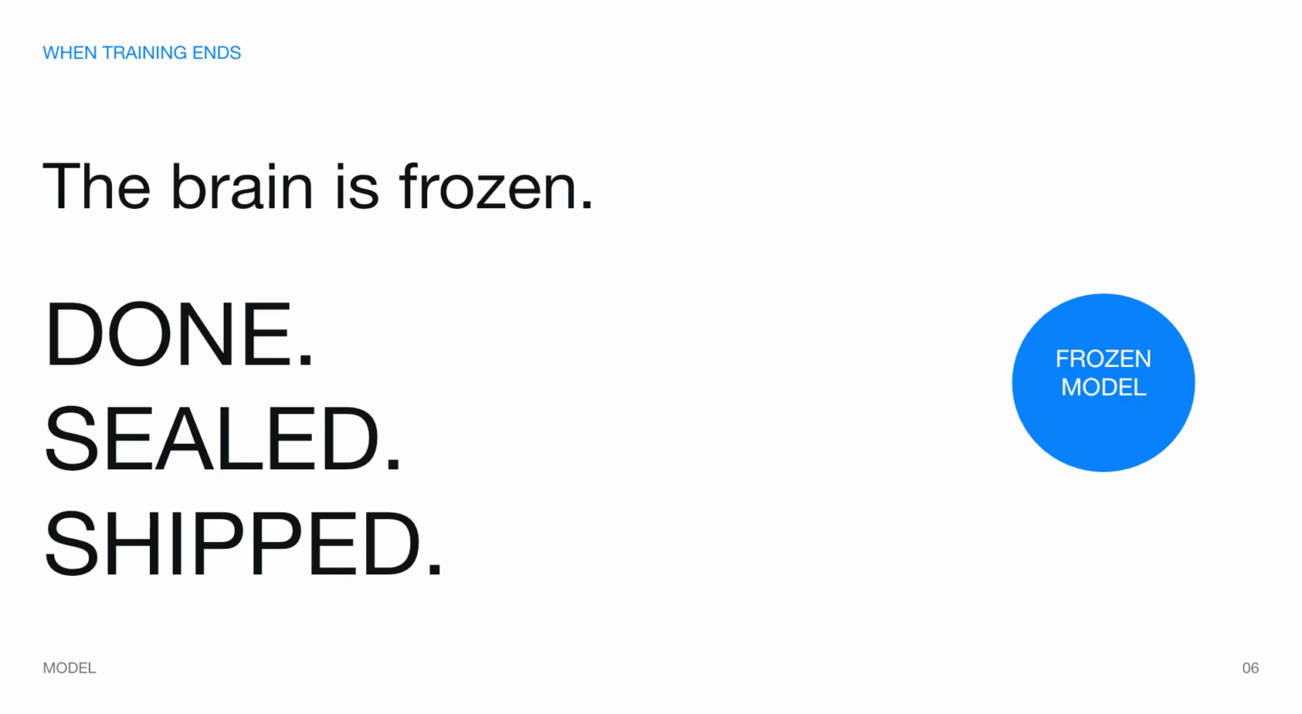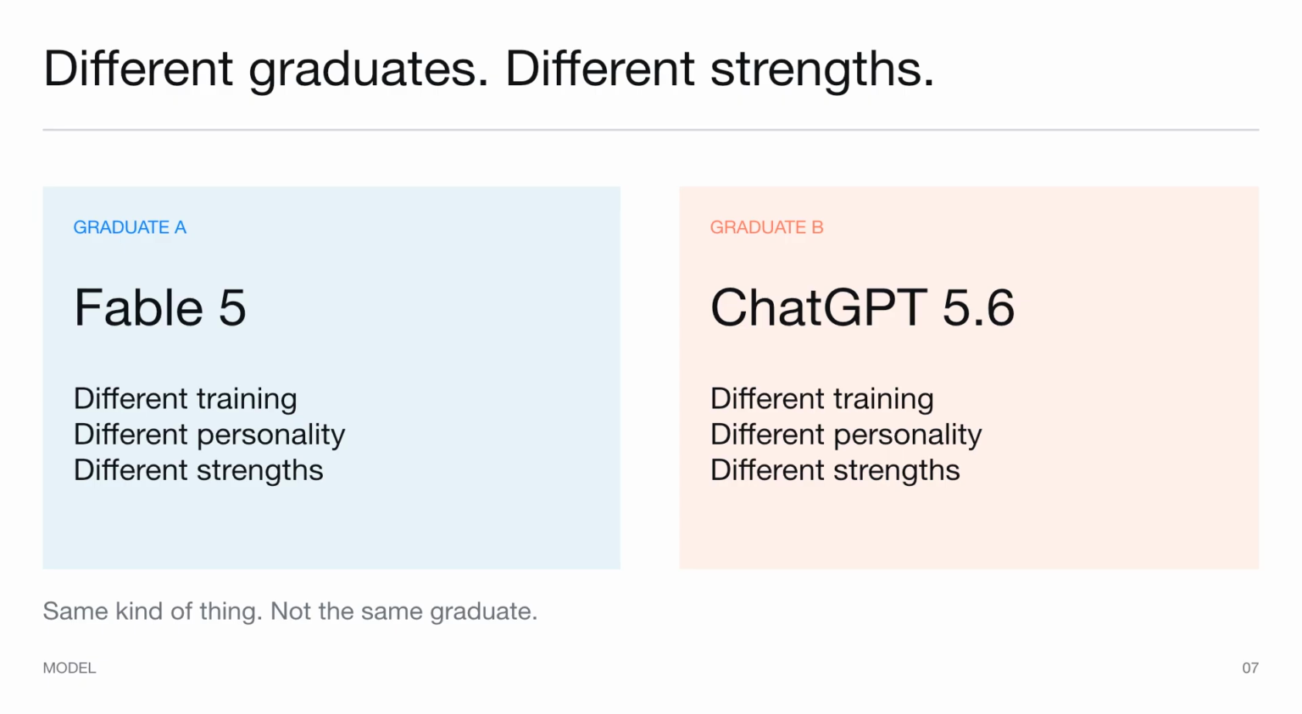When you talk to Fable 5 or ChatGPT 5.6, you are not teaching it anything. It is not learning from you. It's like a student who graduated, walked across the stage, got the diploma, and now every conversation you have with them, they're using whatever was in their head on graduation day. Fable 5 is one graduate. ChatGPT 5.6 is a different graduate from a different school across town. Different training, different personality, different strengths. Make sense?